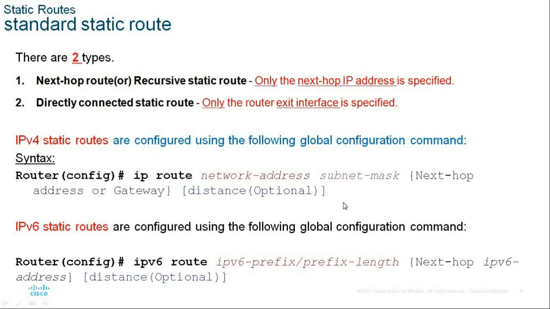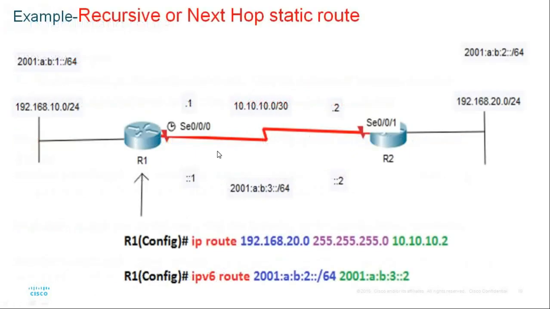Okay. Now we are going to learn the syntax. Now I am going to give you one example for the next hop recursive static route. See this diagram. From this topology, you will learn how to configure the recursive or next hop static route. This is a dual stack network. First I am going to discuss IPv4, then I will go to IPv6.